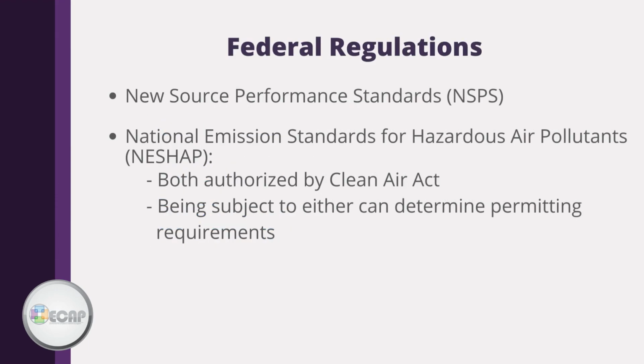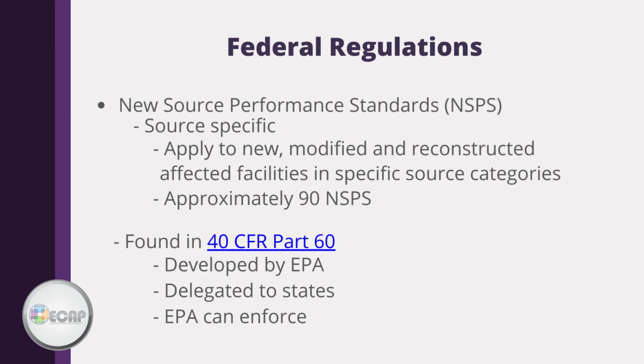Facilities in Kentucky must follow federal regulations, such as new source performance standards and national emission standards for hazardous air pollutants. NSPS and NESHAP are among the most common and are both important to understand because being subject to either can determine whether or not your facility needs a permit. New source performance standards dictate the level of pollution that a stationary source may produce, and they apply to new, modified, and reconstructed facilities. NSPS can be found in 40 CFR Part 60 and are developed and implemented by the EPA. Although delegated to the states, the EPA retains authority to implement and enforce the NSPS.